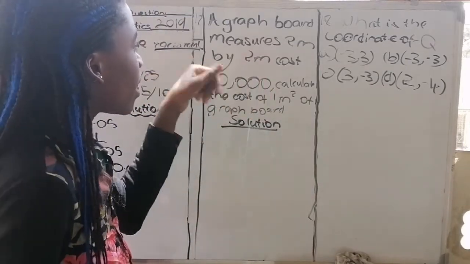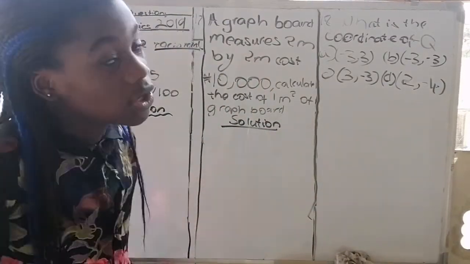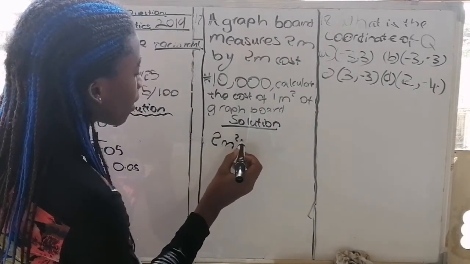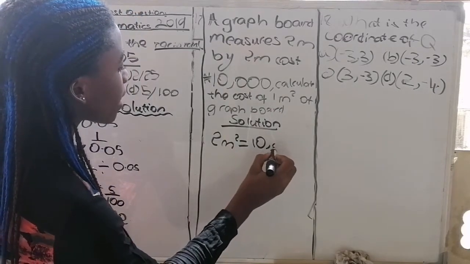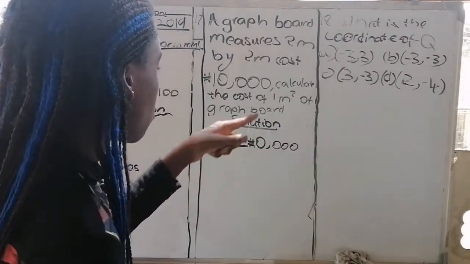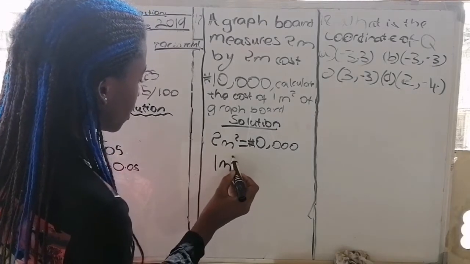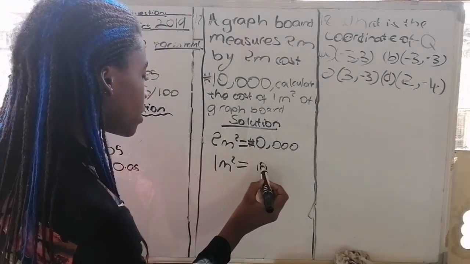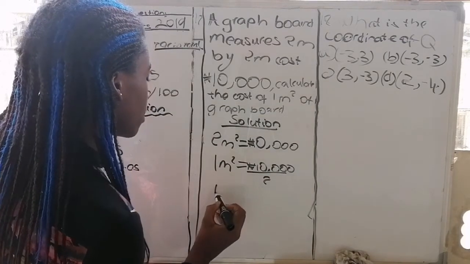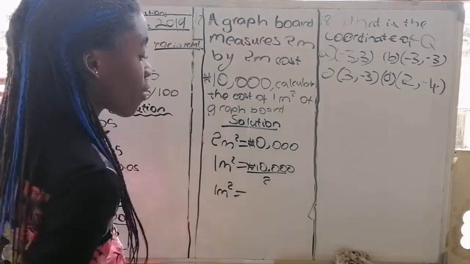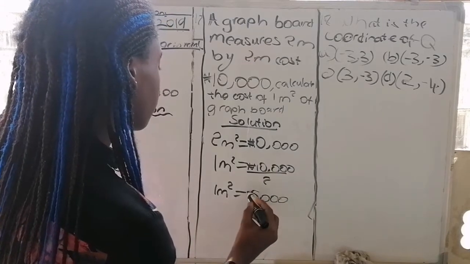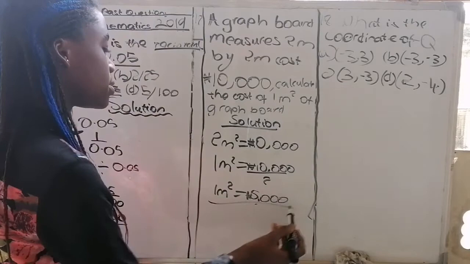Now 2 meter by 2 meter simply means that the graph board is 2 meters square. So now, since 2 meter square costs 10,000 naira, it means that a meter square board will cost half of 10,000 naira. Therefore, a meter square of graph board will cost 5,000 naira. This is our answer.